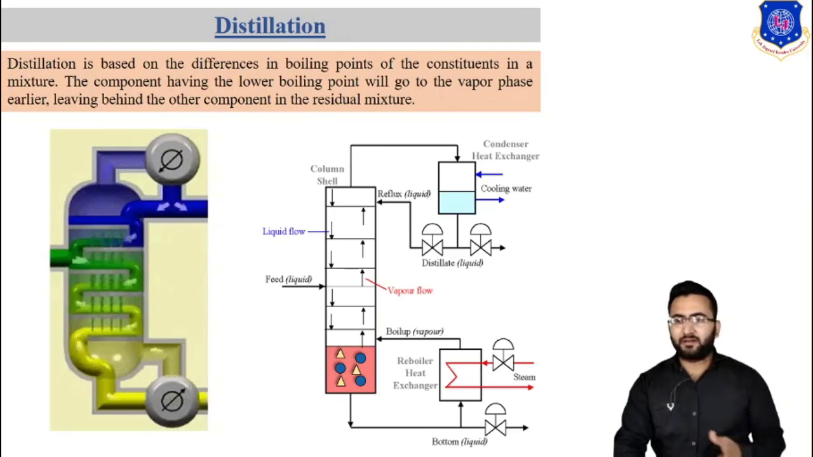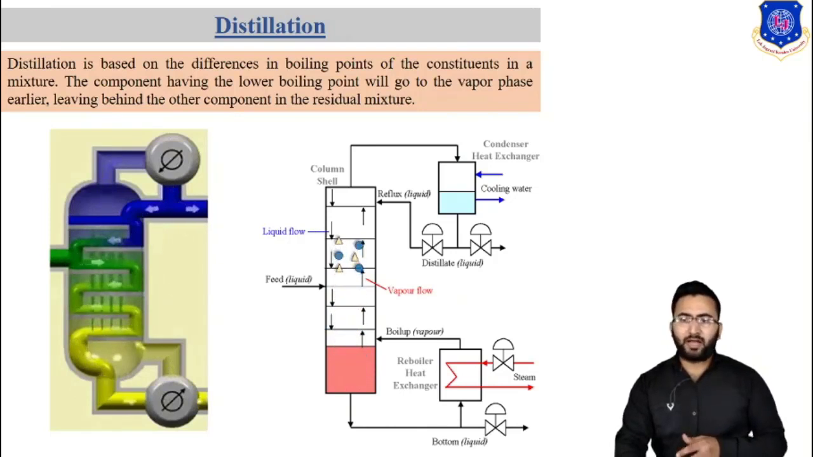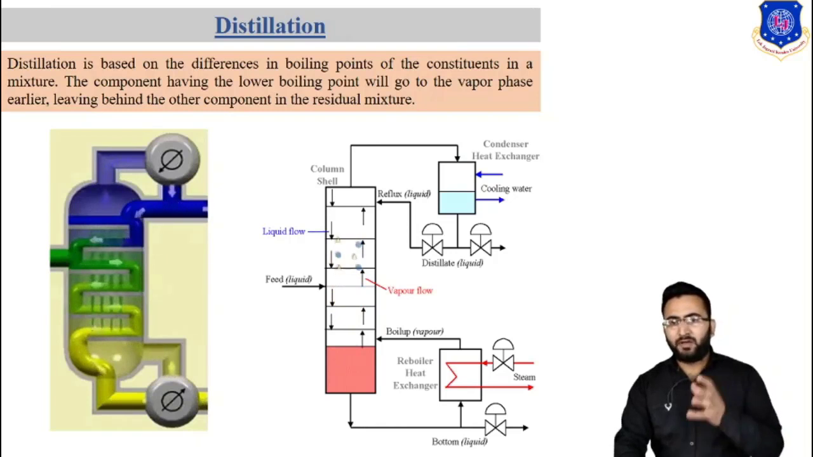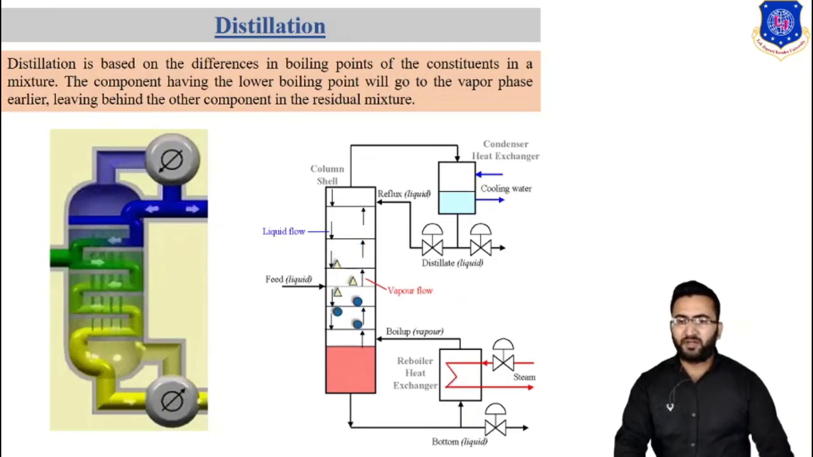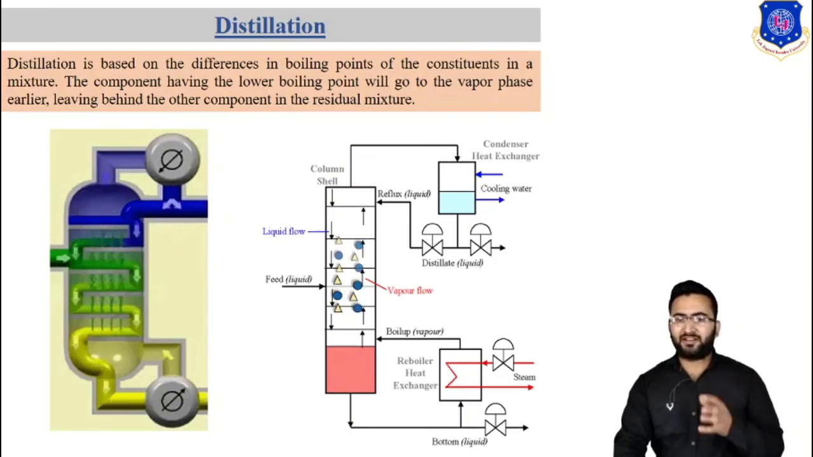So let's discuss distillation. Distillation is based on the difference in boiling point of the components in a mixture. The component having a lower boiling point will go to the vapor phase, leaving behind the other component in the residual mixture. In this process, external heating is required to heat up the system. Therefore, the top vapor phase is condensed and is rich in one component, and the residual liquid is rich in the other component. This process is known as flash distillation.